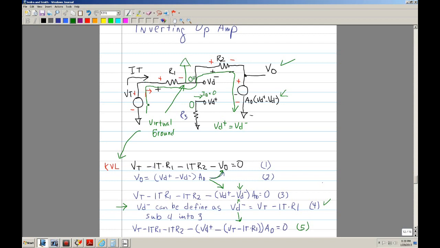It's an artificial ground. So if you put your source here or your impedance meter, you'll notice that that's the impedance. Now remember that is true if A sub O is high enough. But what if A sub O is not high? Let's say that you have an A sub O of 5.